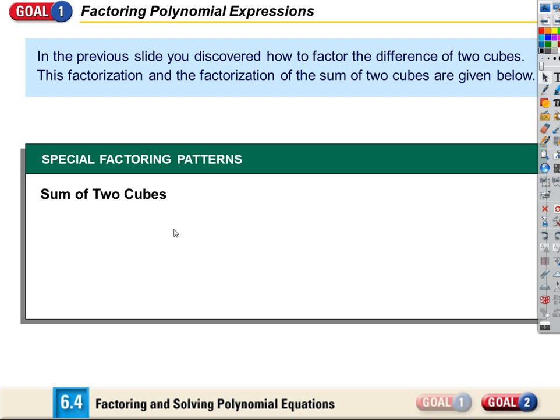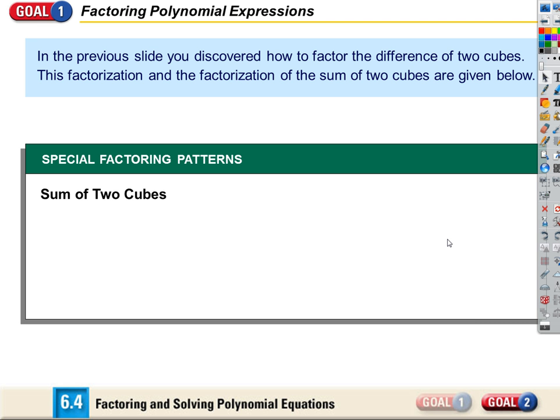Okay? Going with that, the difference of cubes, well, here's a quick example. So if we had x cubed plus 8, we could think of the 8 as being 2 cubed, right? So we can see this as a sum of two cubes. And so we just apply this formula. x is a, 2 is b, plug and chug, right?